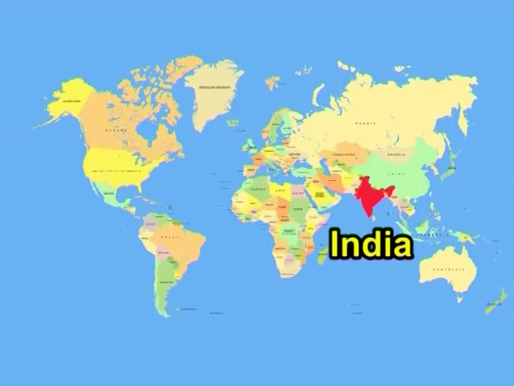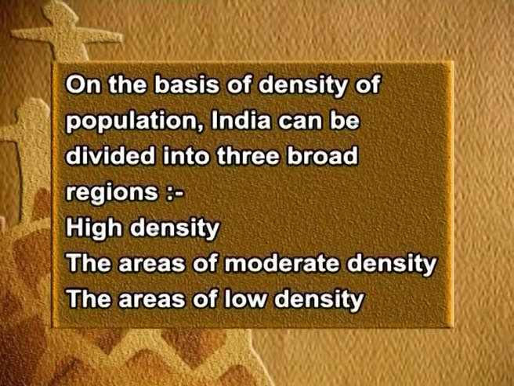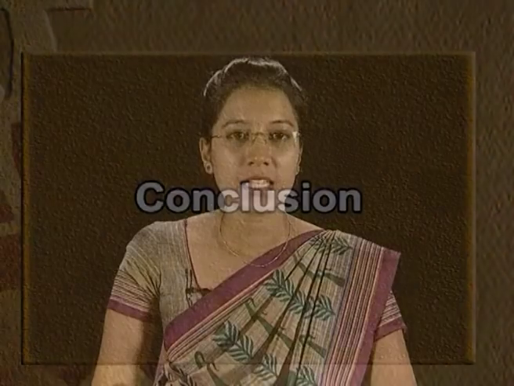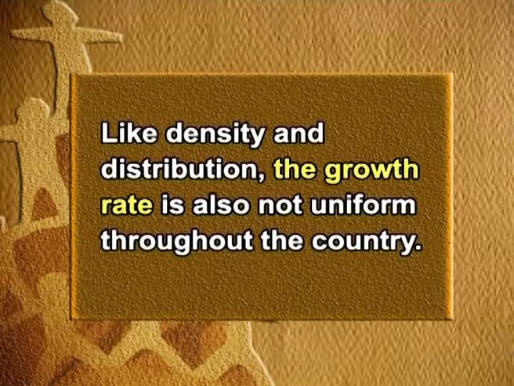India is the second most populous country of the world after China. The distribution of population is generally studied in terms of density. The density of population in India is not uniform. On the basis of density of population, India can be divided into three broad regions: areas of high density, areas of moderate density and areas of low density. The growth rate of population is determined by the birth rate, death rate and migration of an area. Like density and distribution, the growth rate is also not uniform throughout the country.